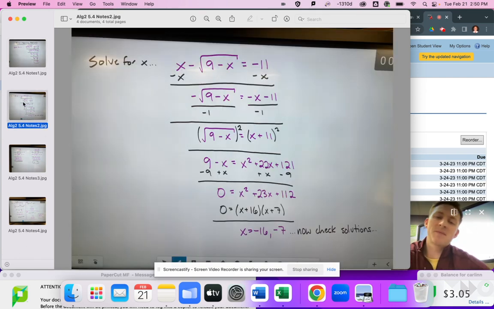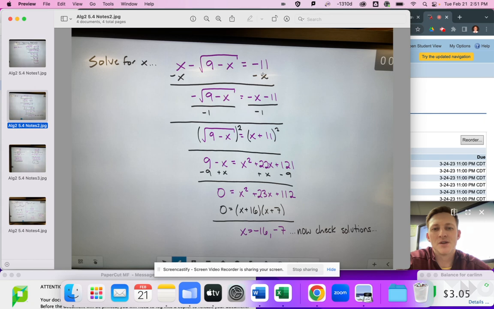Next example, same situation. We're trying to get x by itself. And there's a radical. So if we drew that line down the middle, we would want to move everything on the outside over. Now here's the twist. There's an x on the inside and an x on the outside. So we're still going to move over this x. So we're going to subtract x.